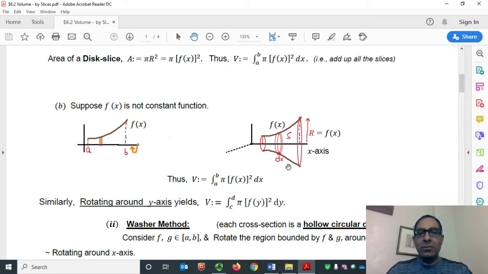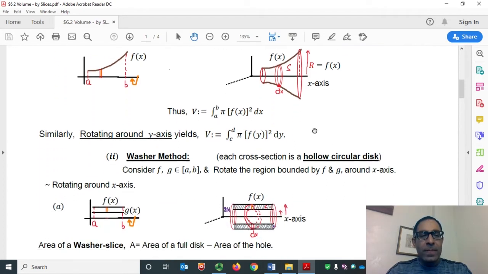And to find the volume, we need to integrate. So V equals the definite integral of pi times f(x) squared from x equals a to b. I hope this makes sense to you all.